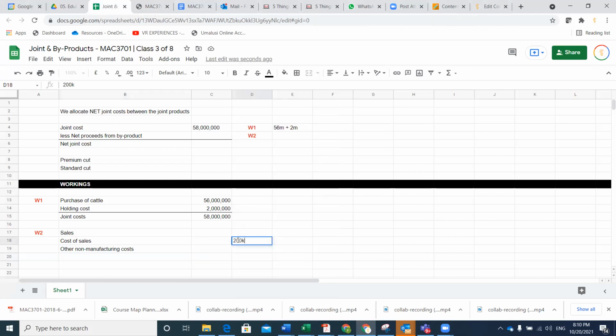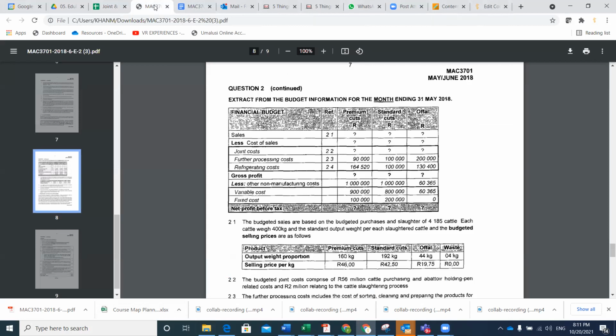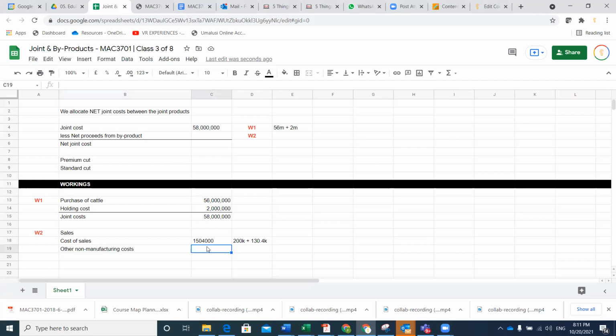It is 200K plus 130,400K. Okay, so it is equal to 200,123 plus 130,400. Okay, this was, I'm going to remember what I saw. That was 6365.